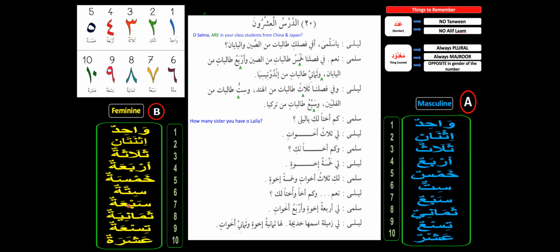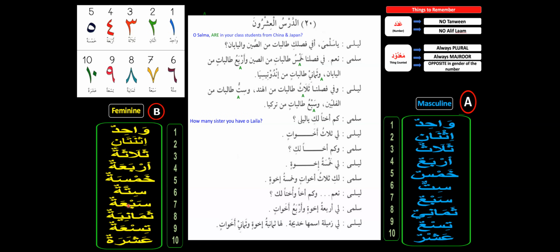So Layla and Salma, this is the dialogue between them. Ya Salma, afi faslika talibatun min as-Sini wal Yabani. Oh Salma, are in your class students from China and Japan? It's translated word to word. I've said it enough times that it is not written thinking of English grammar structure. We are doing word to word, so if you go back and want to see the translation for a word, you can easily see that. Otherwise, you would say it a different way: do you have students in your class from China and Japan, right?